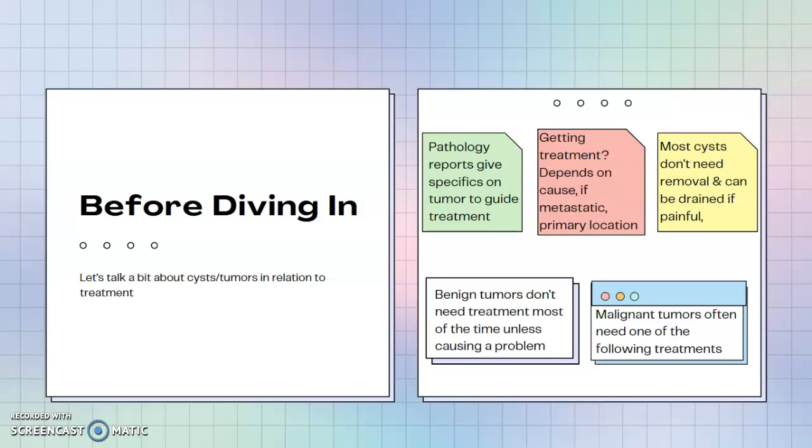Similarly, benign tumors don't usually require treatment, but they can be surgically removed if the tumor is causing problems in a nearby area. Malignant tumors, on the other hand, almost always require some form of treatment.